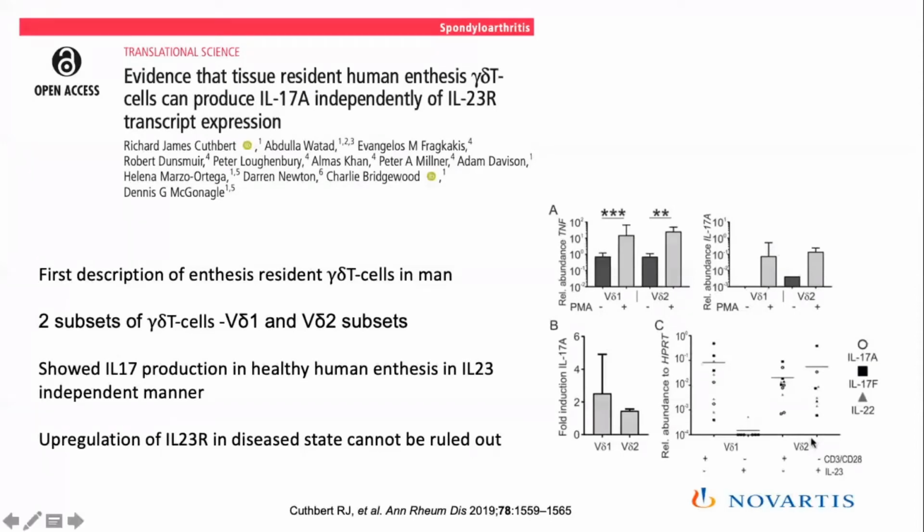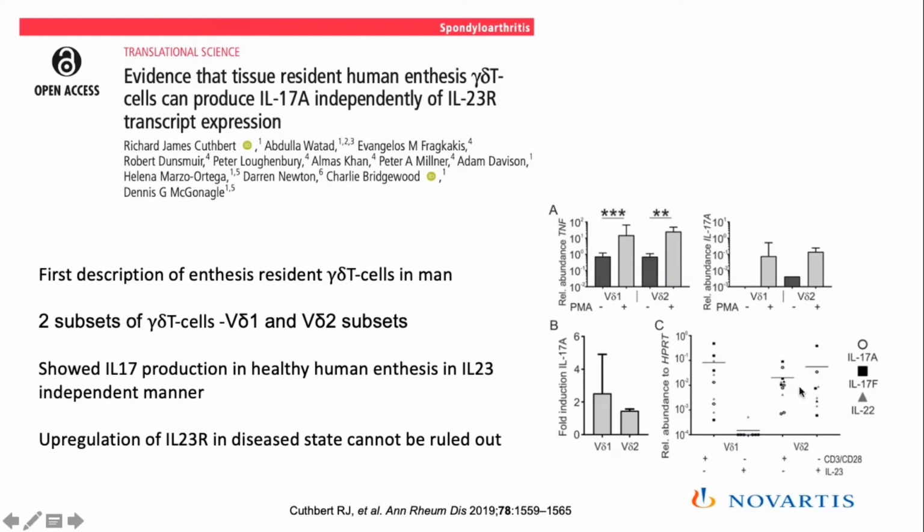In the stimulation experiments in in vitro settings, when they stimulated with IL-23, there was hardly any IL-17 production in the V delta 1 subset, whereas when stimulated with IL-23, the V delta 2 subset of gamma delta T cells produces IL-17. So thus there exist two definite subsets of gamma delta T cells. One produces IL-17 in an IL-23 independent manner, and one produces IL-17 in an IL-23 dependent manner. Another thing to be noted is that V delta 2 cells are more in peripheral blood, whereas V delta 1 cells are more in the spinous tissue. So this is also in normal human individuals.